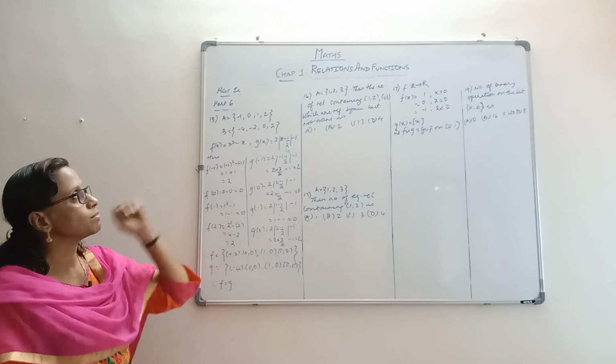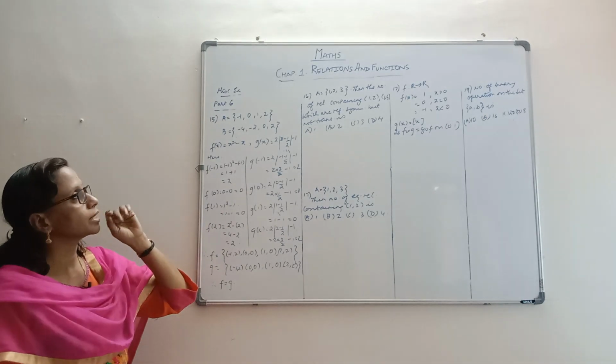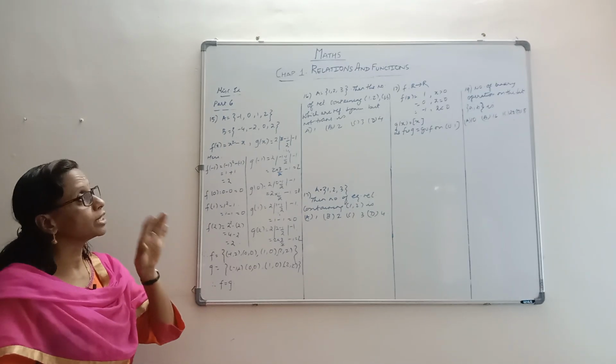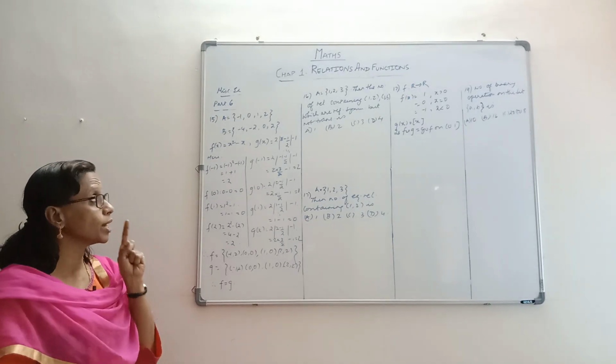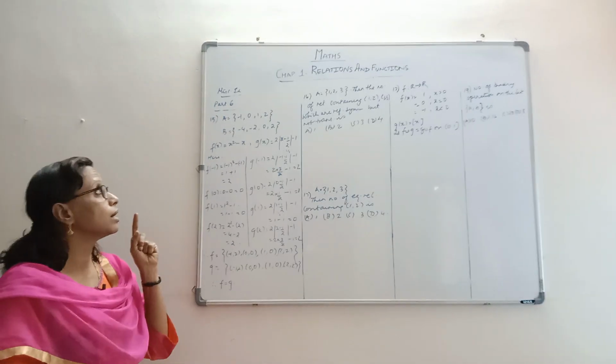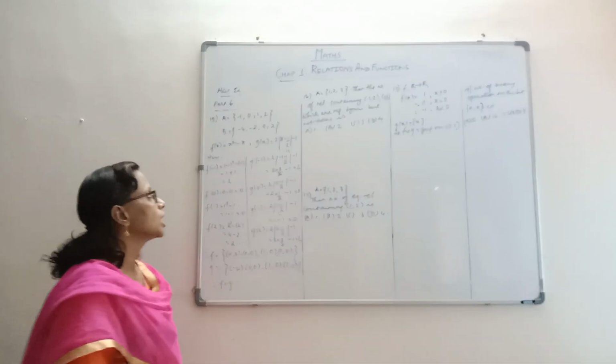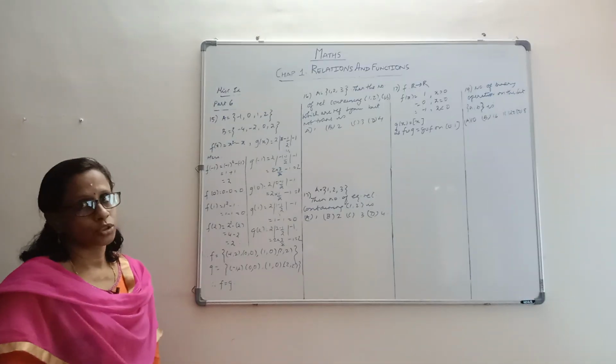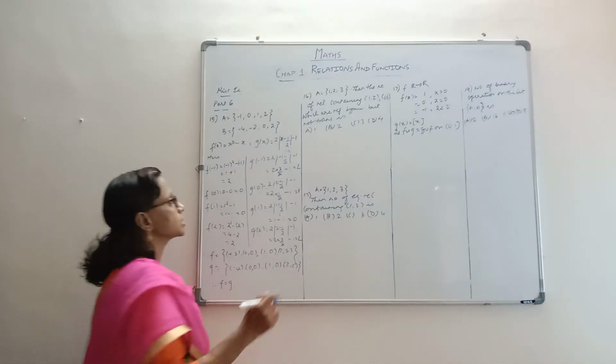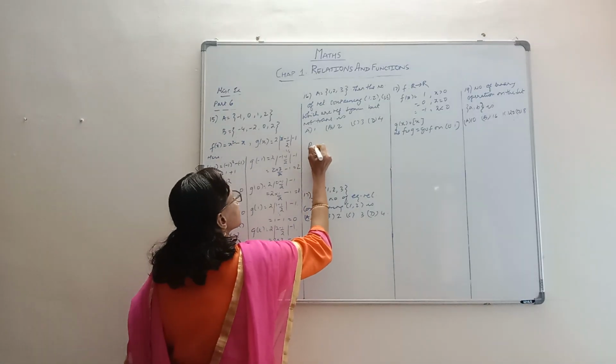Now we are moving to the question number 6, where they are giving us a set 1, 2, 3, and asking the number of relations containing 1, 2 and 1, 3, which are reflexive and symmetric but should not be transitive. It should be reflexive, it should be symmetric, but it should not be transitive. Which is that relation? That relation will be like this.